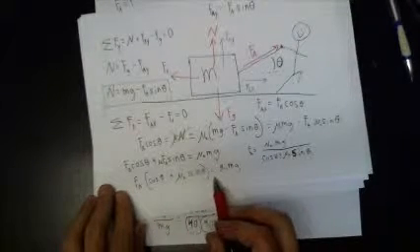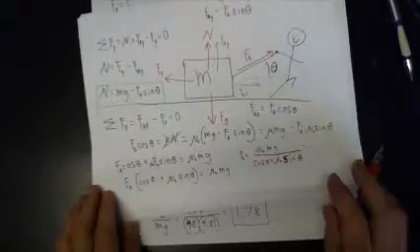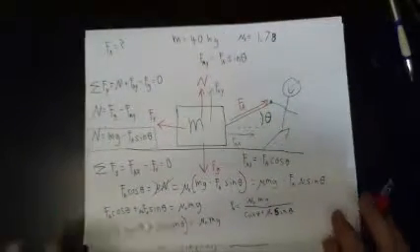There we go. Okay, so this is what I had, f of a cosine theta plus mu of k sine theta equals mu of k mg. That's divided by all of this, and that's what gave me this equation. Now I'm going to plug in the numbers.